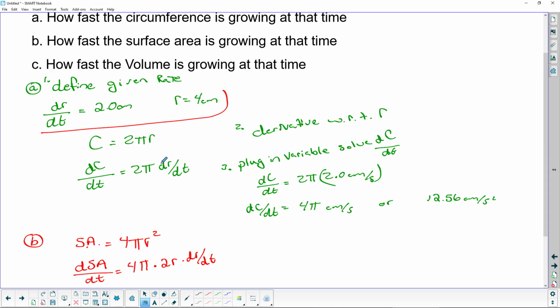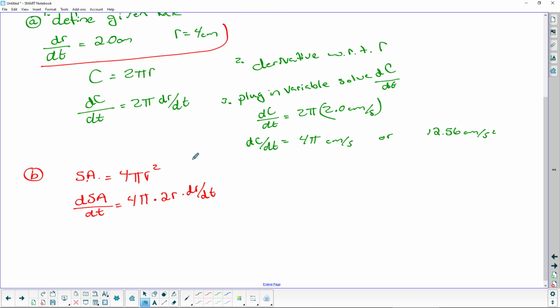Just like the last one was a 1, we still have to multiply it by dr dt to get the related rate. So then we can simplify. This is going to be 8 pi r dr dt. Now we're into plugging in the variables. We have to use 4 centimeters for r as well, and you'll notice that the units will work out. Surface area should be in centimeters squared per second.